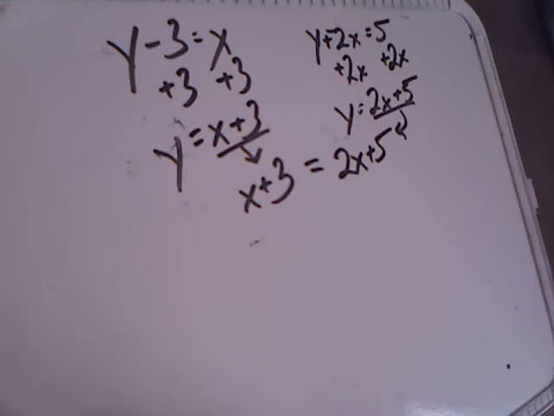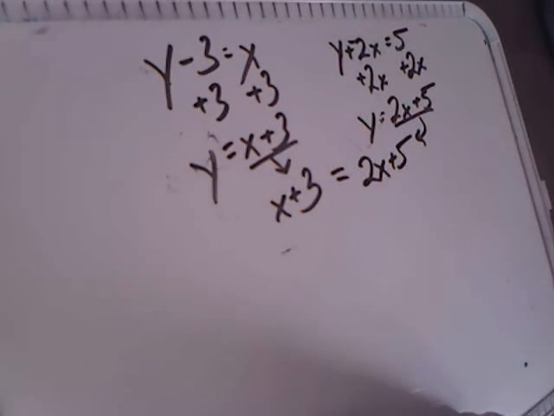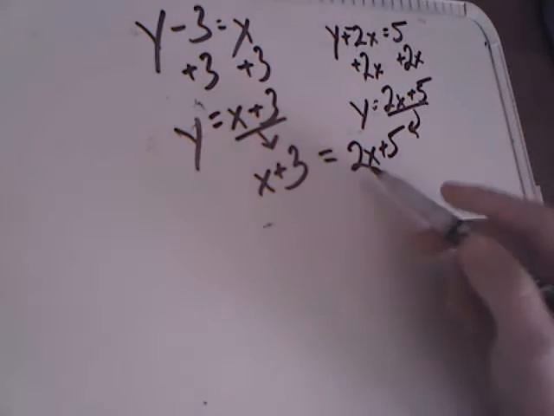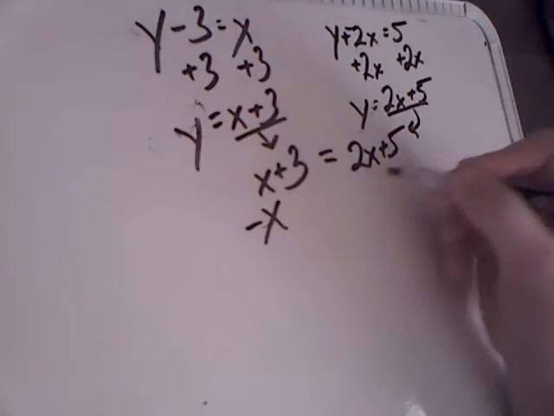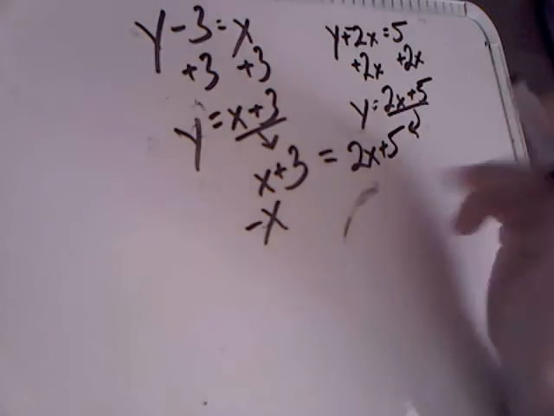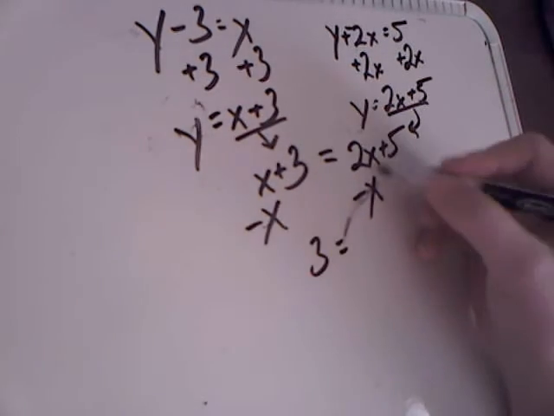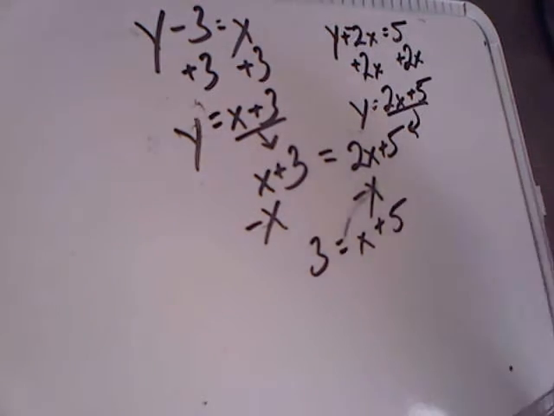Step 3 is we're going to solve for the variable in this equation. So the variable is x, so we want to solve for x. There's 2x over here and there's only 1x here. So I'm going to subtract x from this side, and I'm going to get 3 equals 2x minus x, which is x, plus 5.